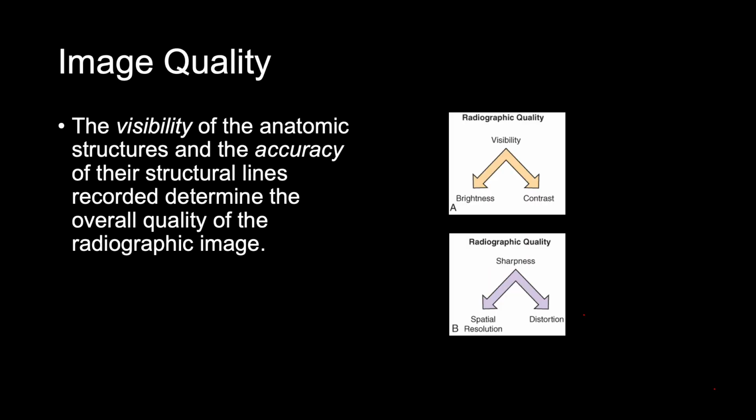The visibility of the recorded detail refers to the brightness and the contrast of the image. The accuracy of the structural lines, which is the sharpness of the image, is achieved by maximizing spatial resolution. So you want to increase the spatial resolution, and then by decreasing the distortion. Visibility of the anatomic tissue is achieved by the proper balance of image brightness or density and contrast.